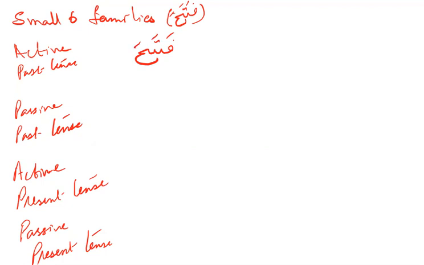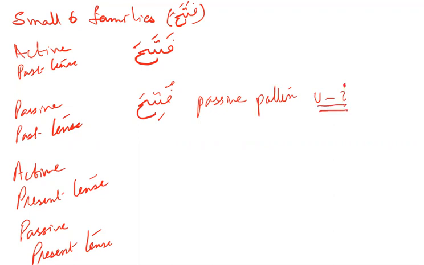Can anybody tell me the passive past tense, how we make it? What will it be? The passive of fataha. Futiha. Yes, excellent. Futiha. So we know the passive past tense pattern is futiha, and the pattern is u and e. This is the pattern, and this will be in all of the families. This is something that is similar in all of the families, be it from the small six families or from the big eight families. So this will be the same.